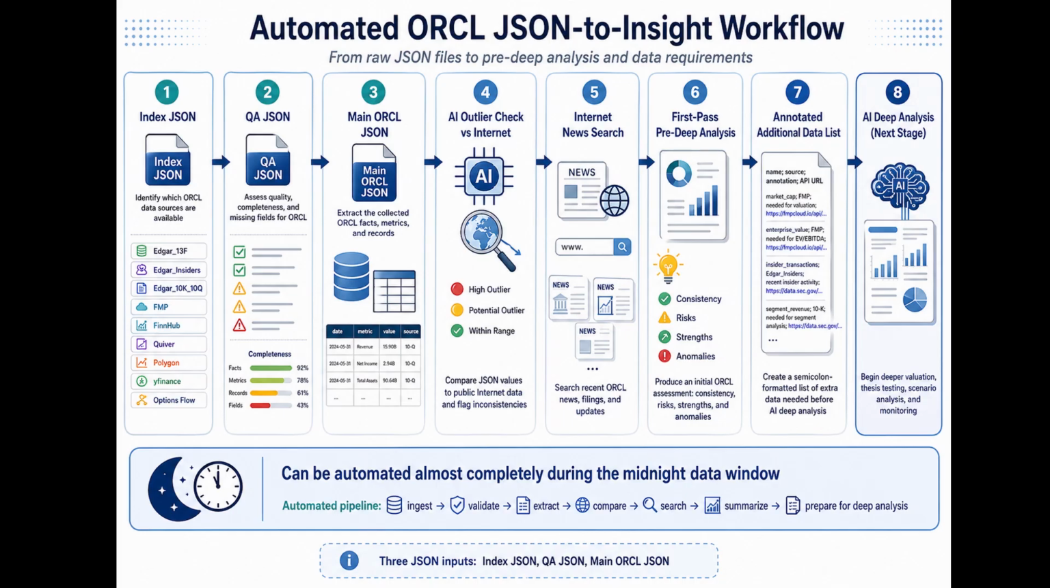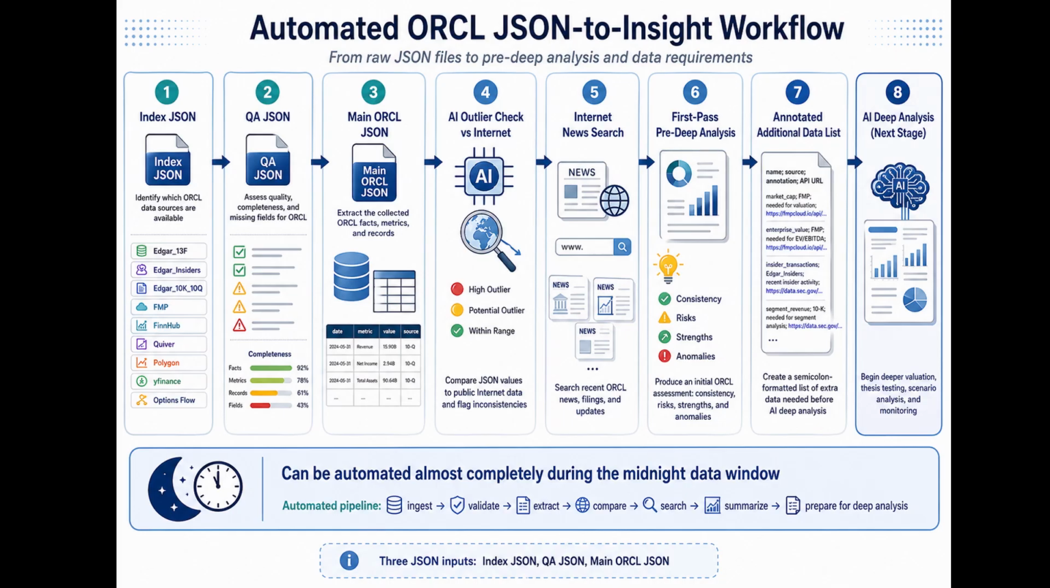Box 6 performs a first-pass analysis. This is not the full deep AI analysis. Instead, it positions the Oracle data for the next phase by summarizing early findings, highlighting strengths and risks, and identifying anomalies that deserve attention.